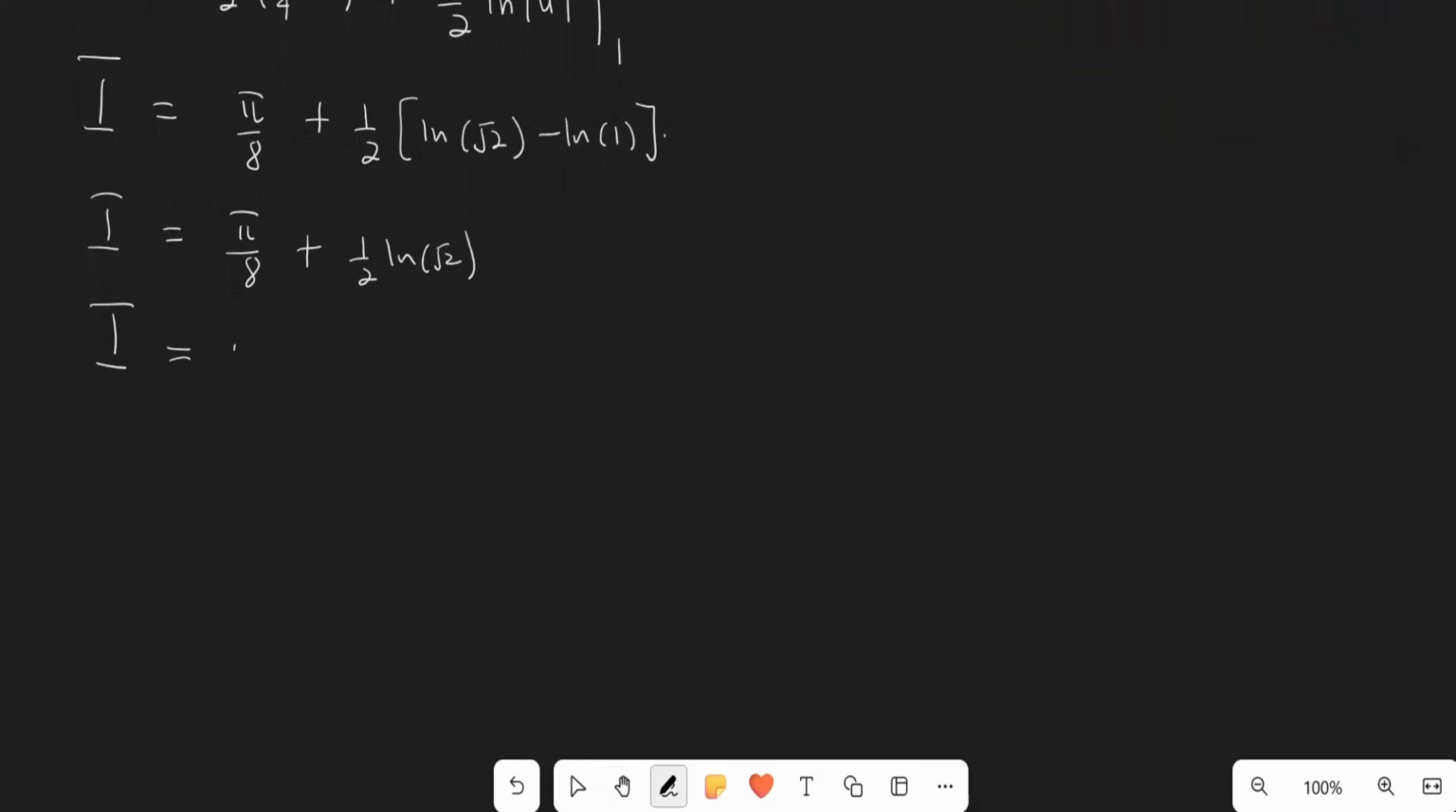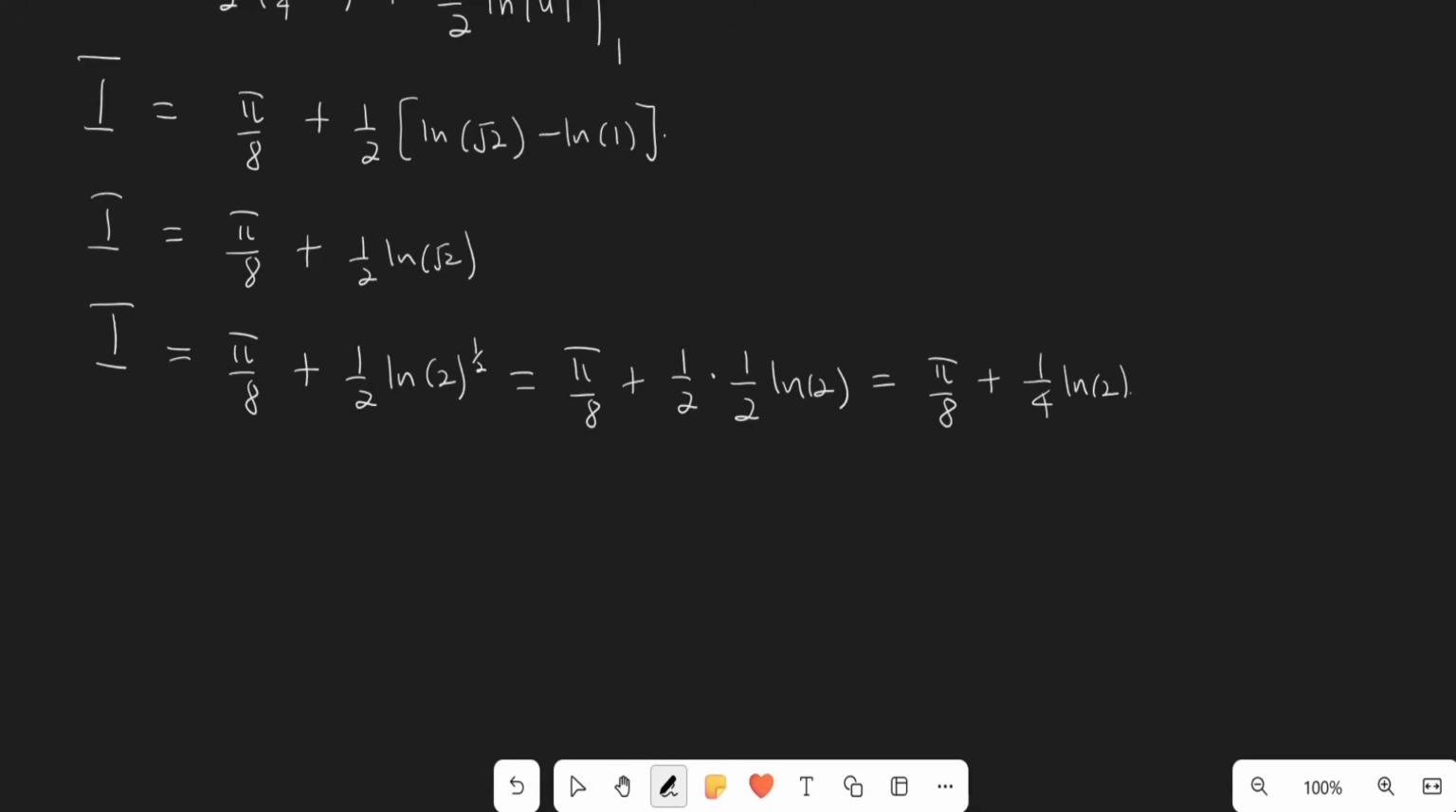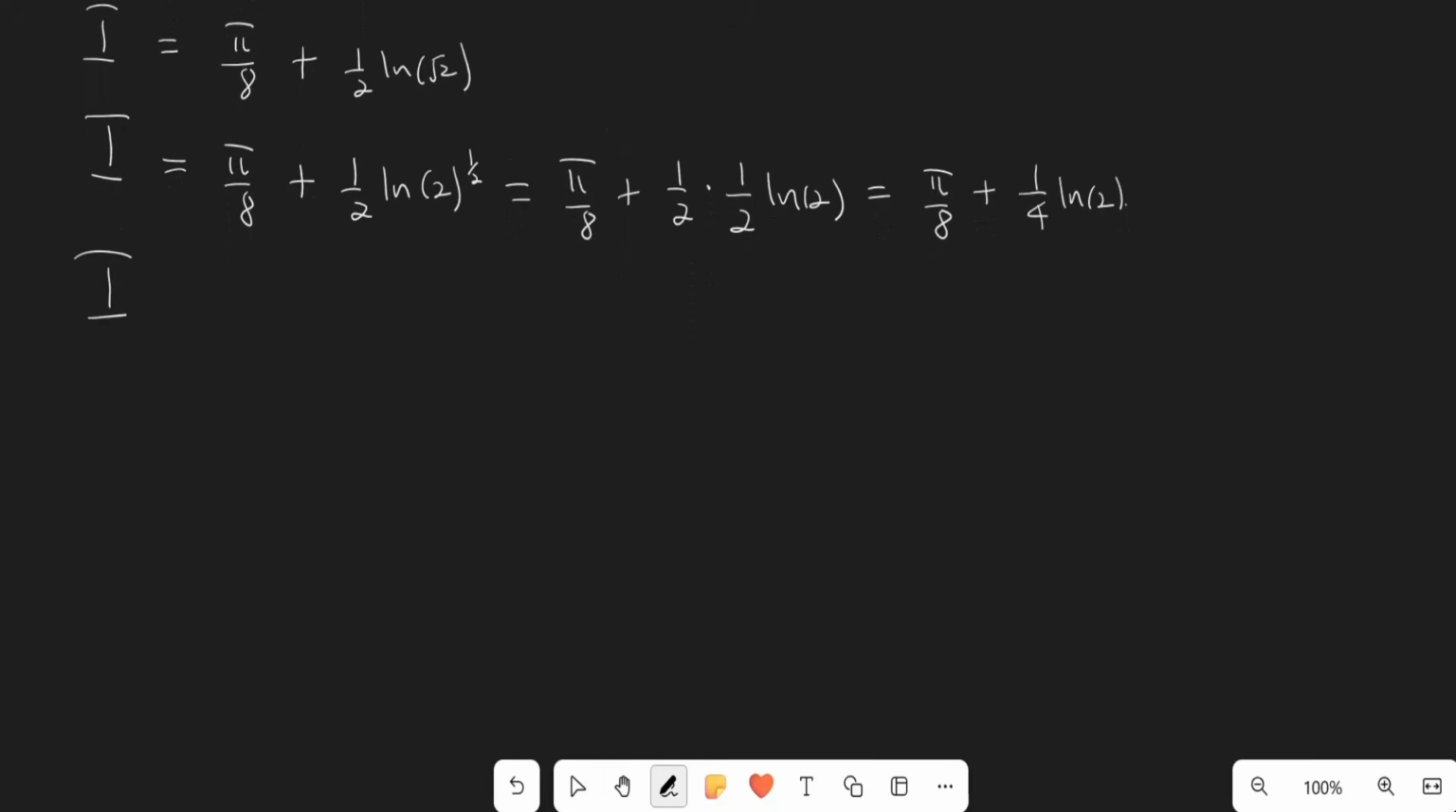I here is going to be equal to pi over 8 plus this is 1/2 ln of 2 raised to the power 1/2. That is the square root of 2. So this is pi over 8 plus, using the power rule of logarithm, this 1/2 can come and multiply this 1/2 in front here. Then you have the ln of 2, and this is equal to pi over 8 plus 1 over 4 ln of 2. So with the first method we are done, and I evaluated to this: pi over 8 plus 1 over 4 ln of 2. Let's keep this in mind.